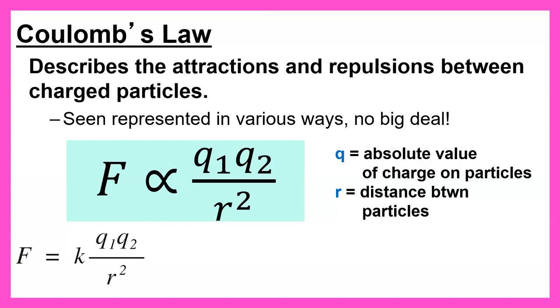You may sometimes see it with a K value, with that constant. That's a little bit better, right? Because it's going to take into account more specifically the exact substances. It's a correction value, right?